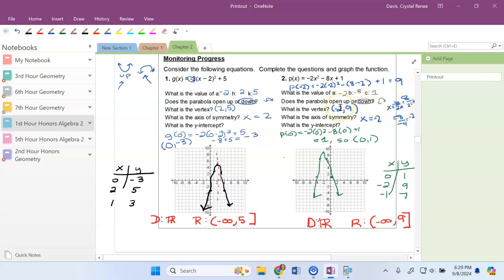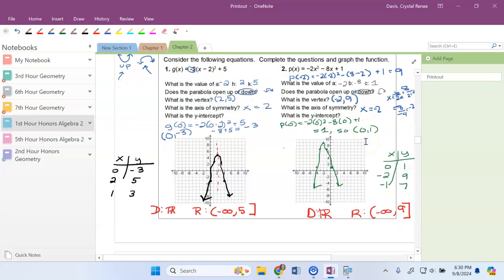So the x coordinate of my vertex is -2. When I plug -2 in for x, I get 9. So my vertex would be (-2, 9). My axis of symmetry is x equals -2 because it goes along the x coordinate of my vertex. And for my y-intercept, once again, we cross the y-axis when my x value is 0. So when I plug 0 in here, this is actually pretty easy because these terms will always cancel out. It's just the constant at the end. So I cross at (0, 1).